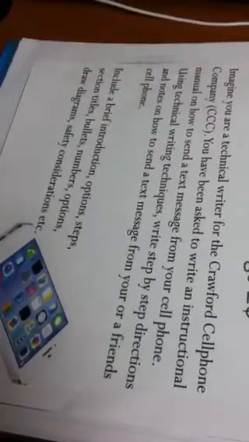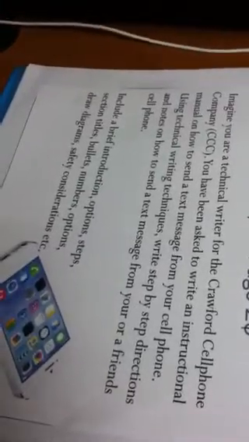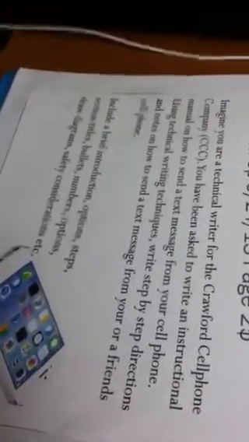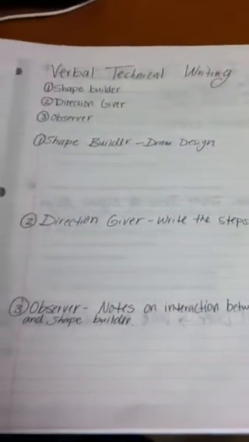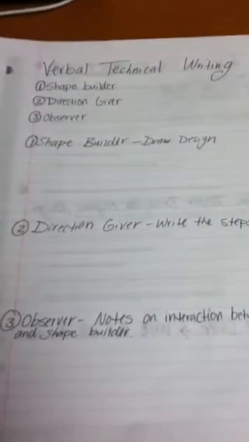On page 29 was the warm-up of how to write a technical diagram or technical document, and you explain that using your cell phone. So we talked about how to write a text message, and you described that using technical writing skills. And then on page 30 is your verbal technical writing directions, where you had one person observe, one person giving the directions, the other person building the shapes, and had to identify the good aspects of good technical writing.